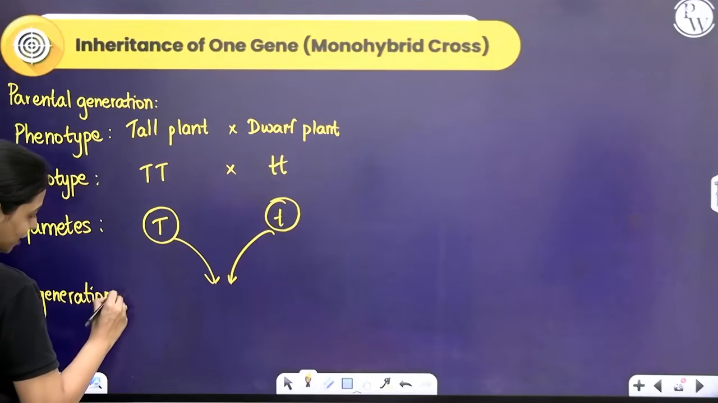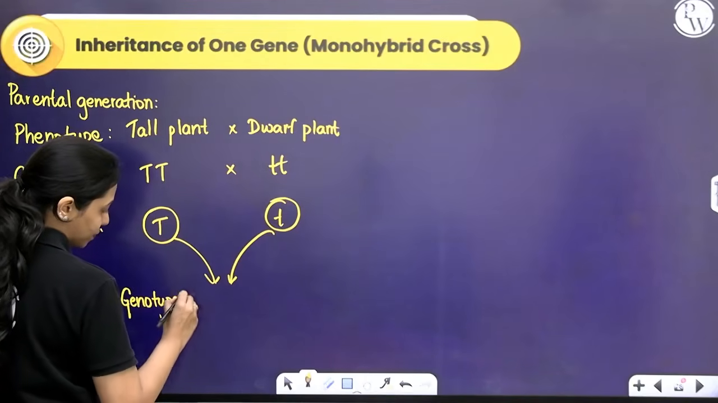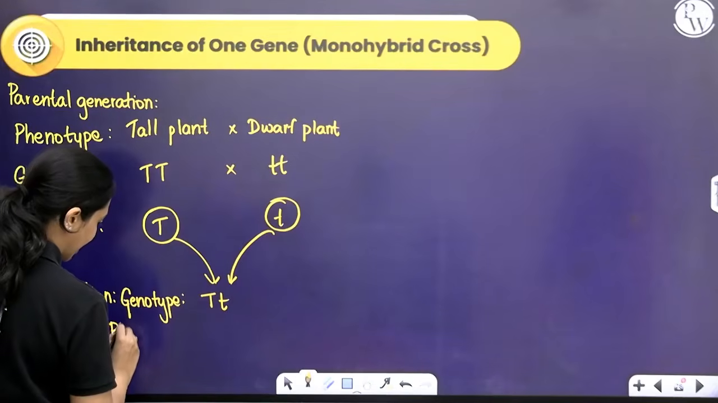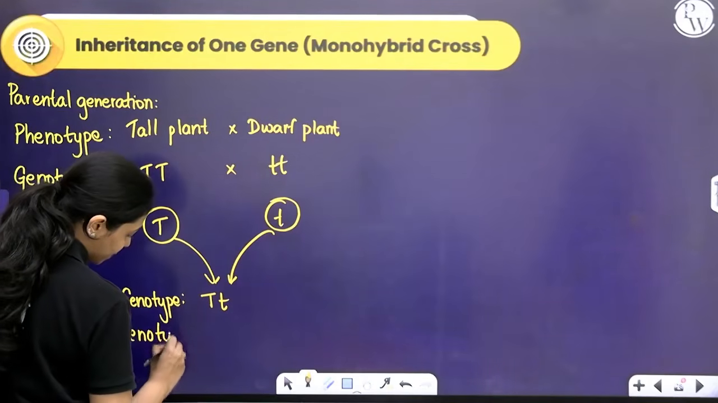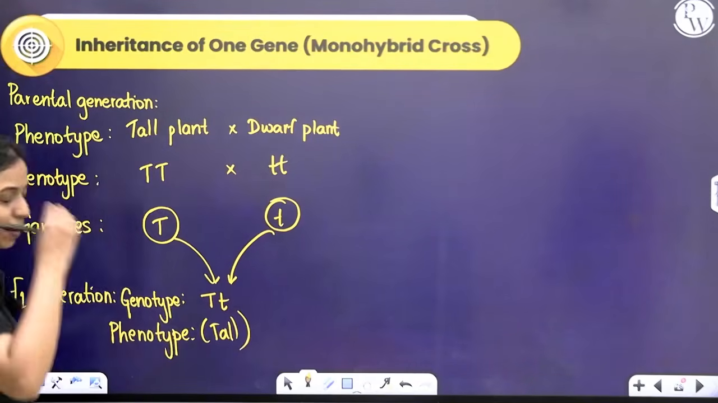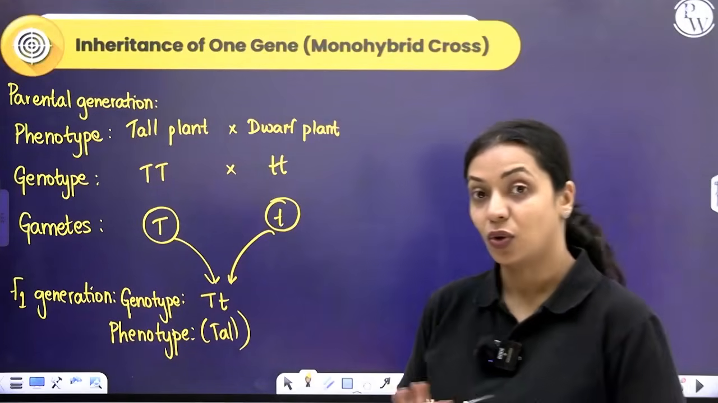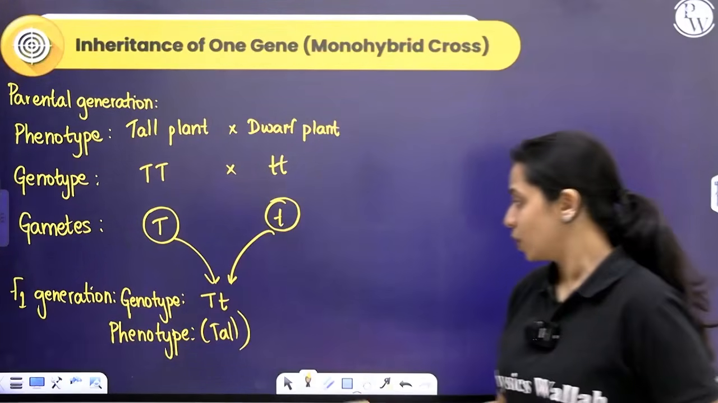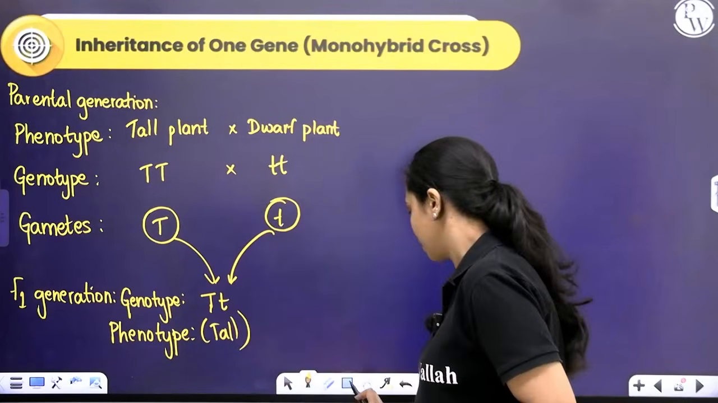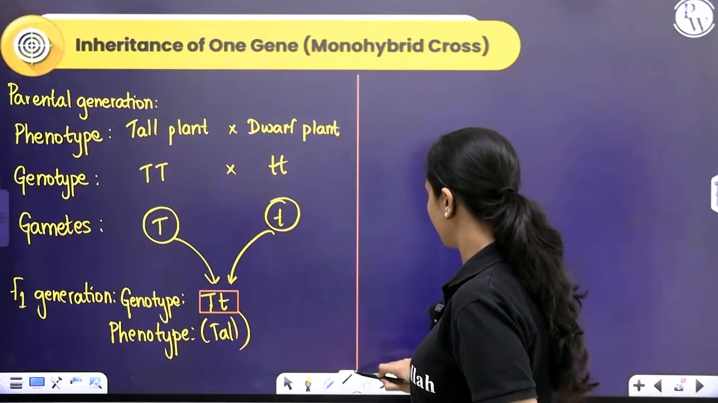In the F1 generation, the genotype would be capital T, lowercase t, this capital T and this lowercase t. And its phenotype would be tall. Remember, I told you that in the F1 generation, all the plants that we obtained were tall. So in this F1 generation tall plant, this would be the genotype. This is important, remember it. Okay. Now, what did they do next?